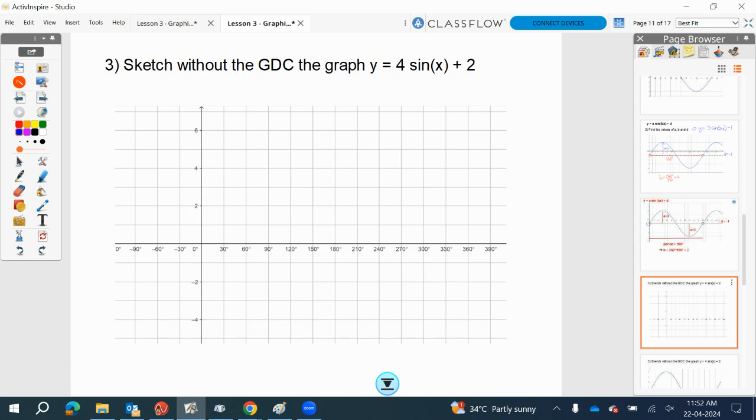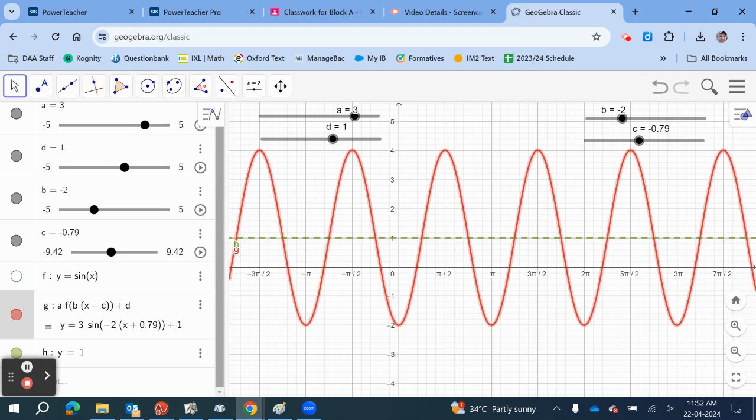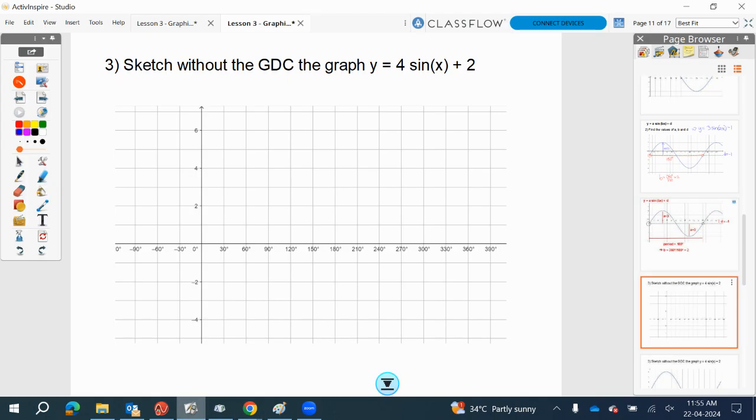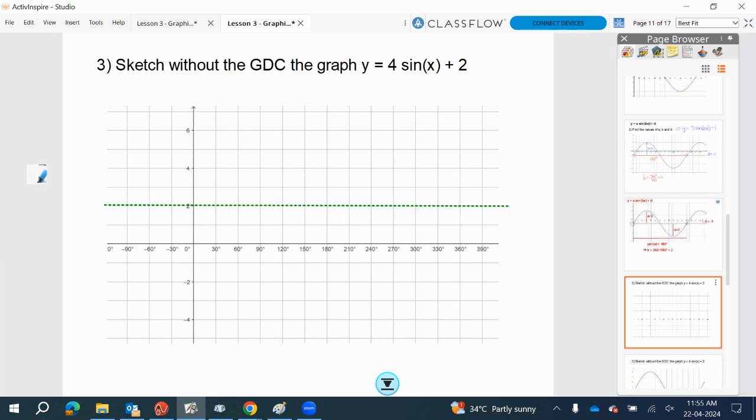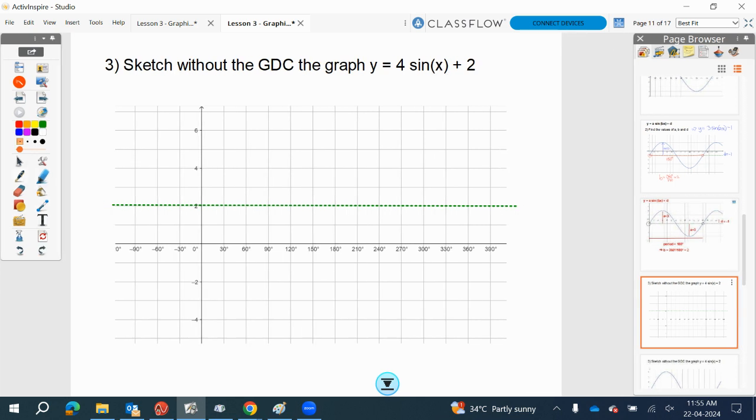Have a go at sketching this without using your calculator. Start off by drawing your principal axis. So our principal axis, D is equal to 2. Next, identify your period. Our period is 360 degrees. And we have no phase shift, no C value yet. So it's going to go through this point here, and this point here, and this point here.